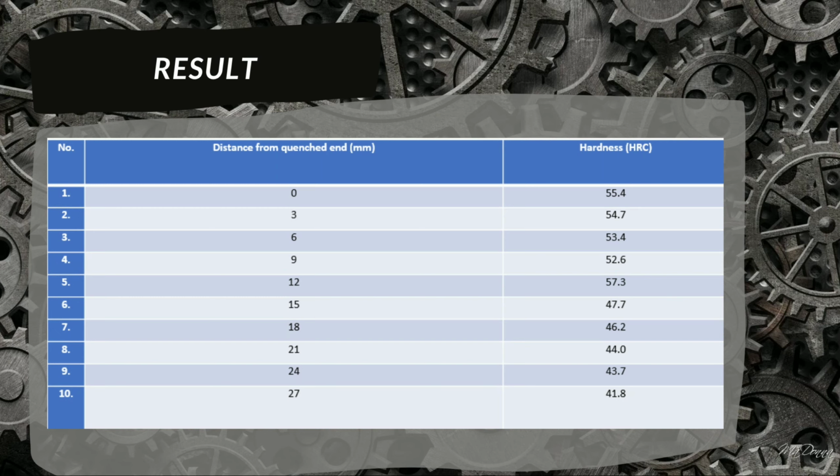Number 4, when the distance quench is 9 mm, the hardness is 52.6. Number 5, when the distance quench is 12 mm, the hardness is 57.3. Number 6, when the distance quench is 15 mm, the hardness is 47.7. Number 7, when the distance quench is 18 mm, the hardness is 46.2.